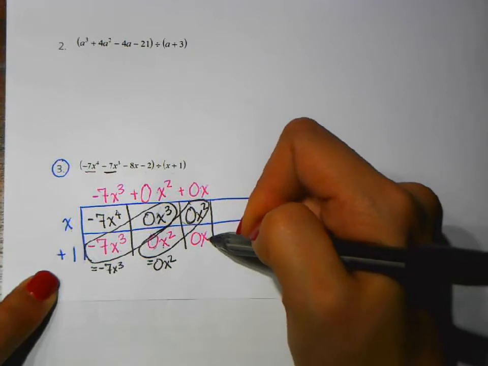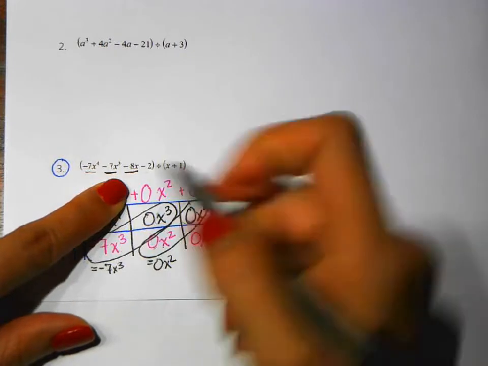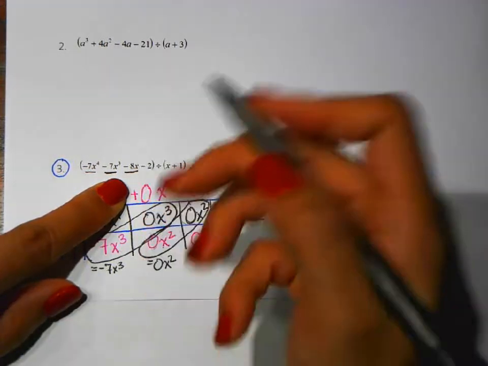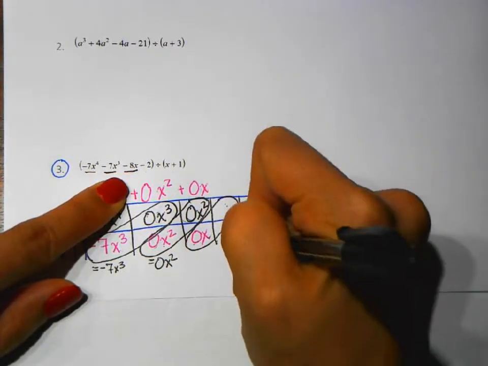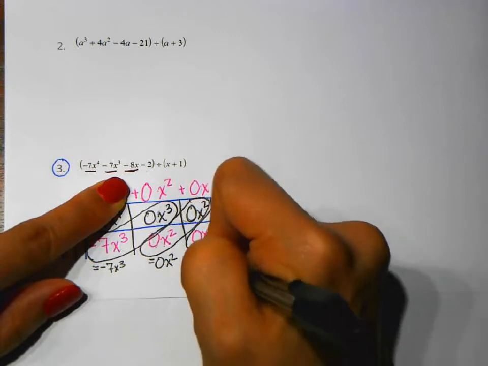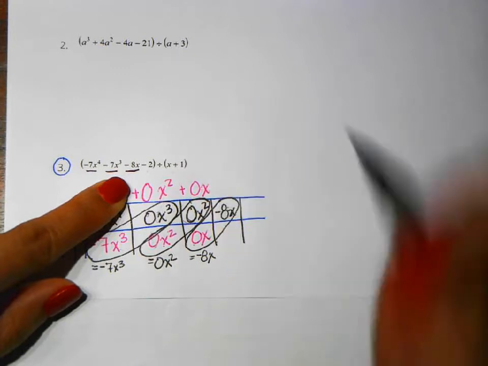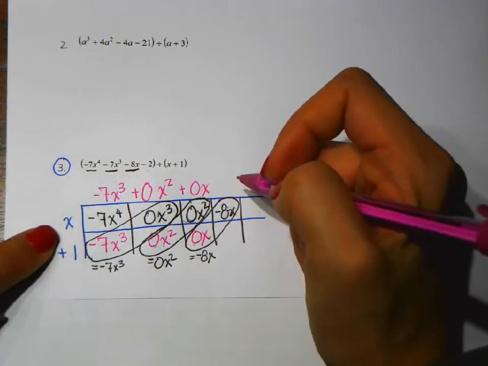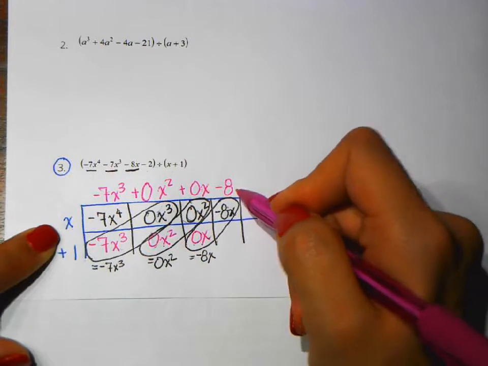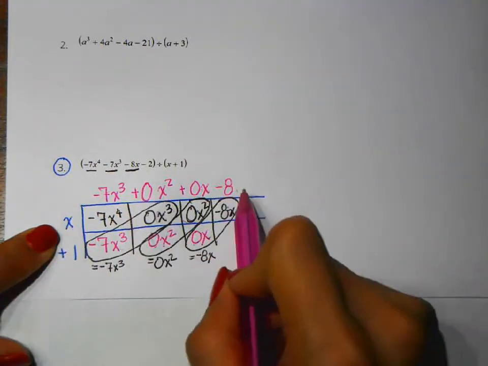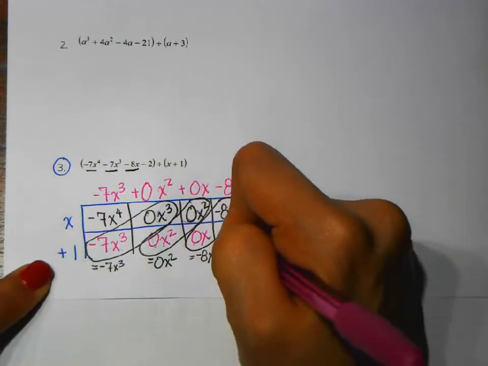Look back up here. This is an x term. In my problem, I have a combined value of negative 8x. So I know that when I combine these two like terms, I'm going to get negative 8x. So 0x plus negative 8x is going to give me negative 8x. Multiplying x times what equals negative 8x? X times negative 8. I don't need an x here because I already have an x. So x times negative 8 is negative 8x. Negative 8 times the 1 is negative 8.